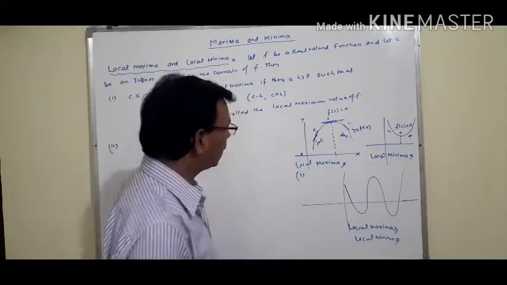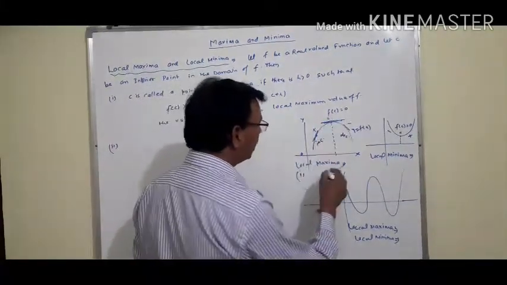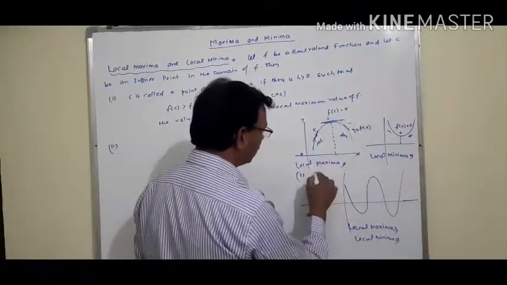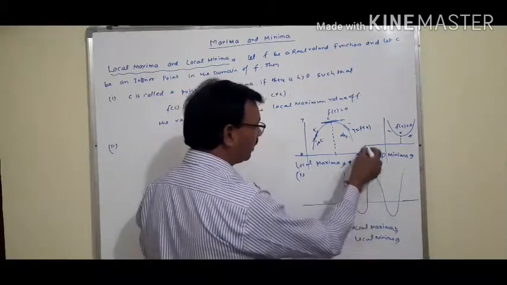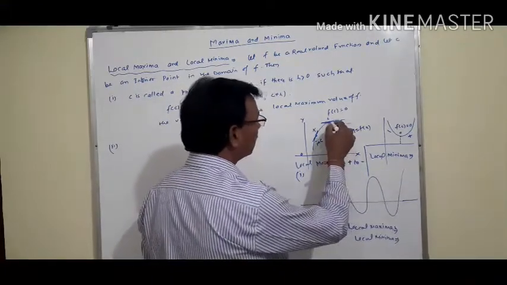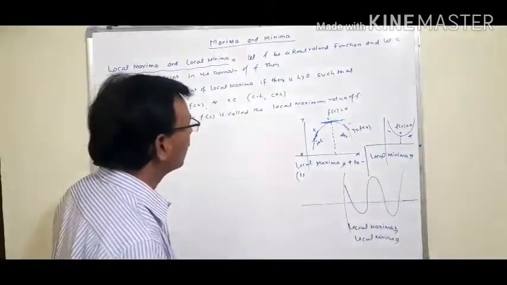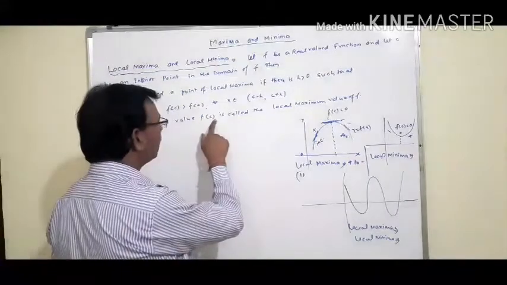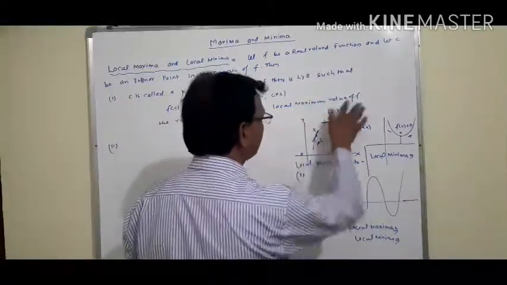That means we conclude that the local maxima at point c occurs when the sign changes from positive to negative. If we go from positive to negative, then this will be a maximum or local maximum. Now the value of f of c is called the local maximum value of f, that means of the given function.